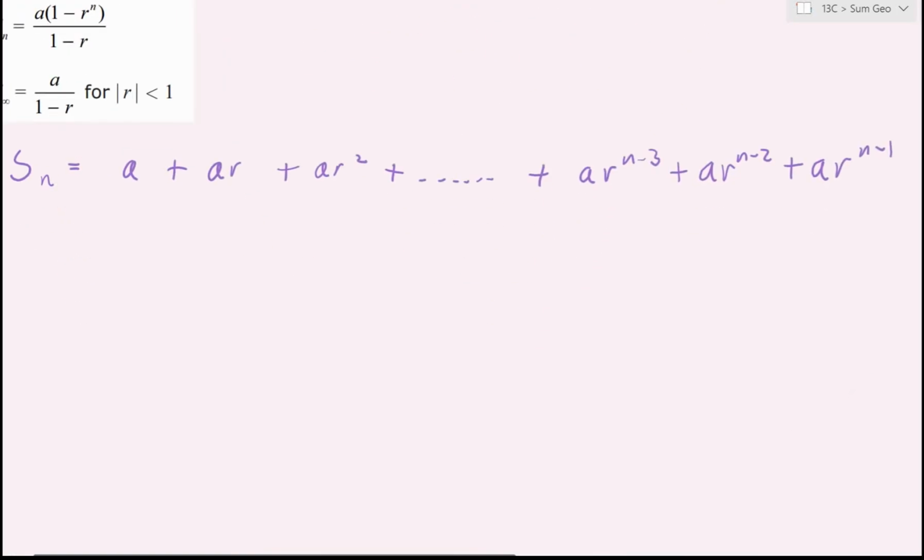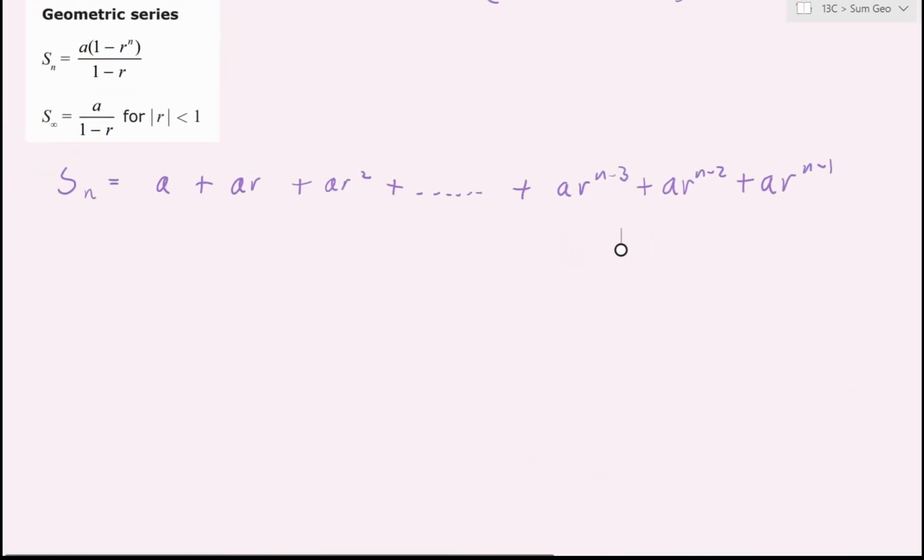Now here the trick's a bit different. What we're going to do again is write another new sequence, but this new sequence is going to be r times Sn. I'm going to times everything by r. So it's going to look pretty similar, except each time now I have an extra power of r. Again, I'll do first 3 and last 3.